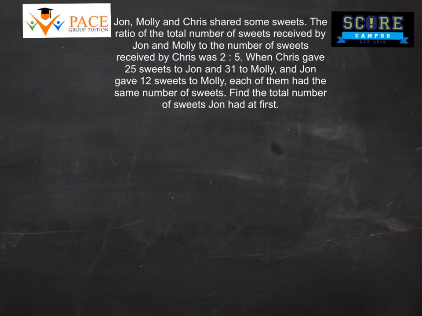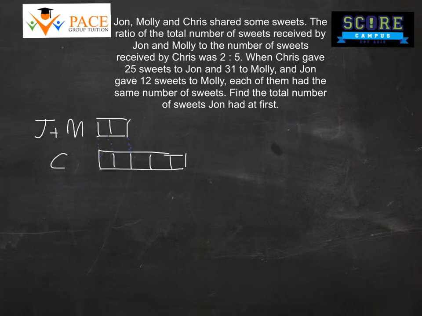So the important point here we should know is that the total number of sweets before and after, that means before they shared the sweets and after they gave the sweets away, the total number of sweets is constant. It is still the same. This model here shows how the sweets were shared between the three of them initially, right? So the ratio of John and Molly to that of Chris was 2:5.